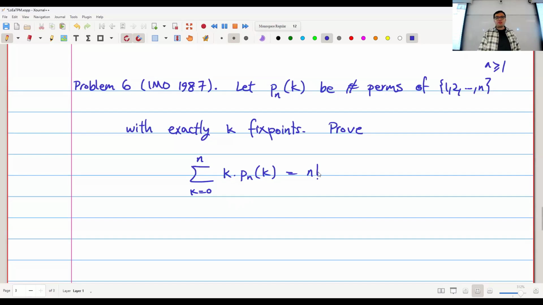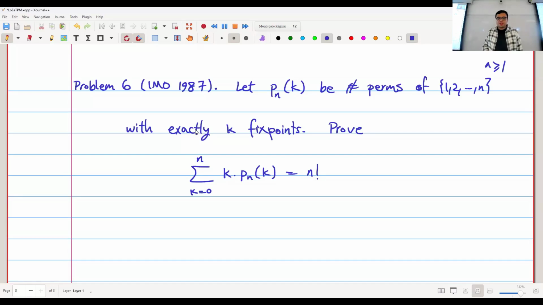And in order to get n factorial, you can say, well, if I take any particular element i, there are n minus 1 factorial permutations in which i is a fixed point. So the total sum of the number of fixed points of all the permutations is going to be n minus 1 factorial times n, because I have n different choices for i, and that's n factorial. So we can solve this problem without talking about probability at all.